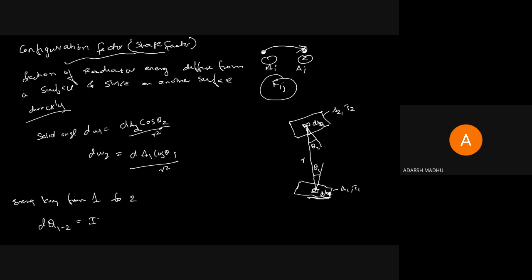IB1 cos theta 1 cos theta 2 dA1 dA2 by r square. It is a simple equation, all the thetas are repeating. IB1 is a term, and cos theta 1, cos theta 2, dA1, dA2 divided by r square. And the same equation can be written in reverse, that is, the energy radiating from body 1 to body 2. Here the energy is emitted from body 1 to 2.